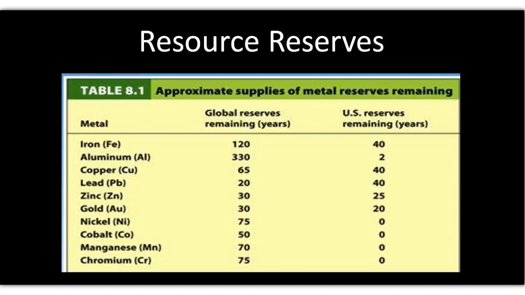Interesting little graphic here we had in the book, just kind of going over the cost. Actually, it's from another book. The amount of reserves that we have in comparison to the rest of the world. So if you just look at iron, supposedly we have about 40 years of iron at our current usage. And if you look at the world, there's about 120 years. So somewhere along the line, we have to start doing a little better job of recycling.